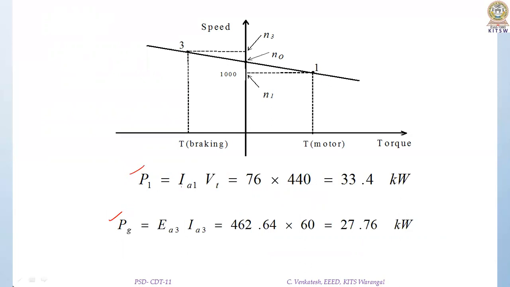So next we can find the power developed during motoring operation and during the regenerative braking. So P1 is IA1 into VT, and that is 33.4 kilowatts, and PG is EA3 into IA3, that is 27.76 kilowatts. So we can find out power, new torque, new speed under different conditions.